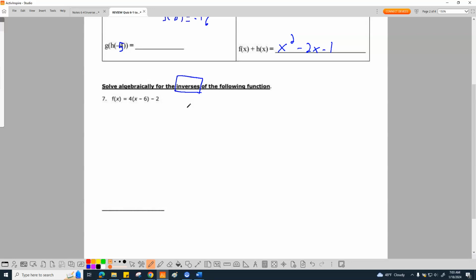"Mister, we already get it." I know you get it, but I'm still going to get crap on these quizzes, and I'm going to be annoyed because all you have to do for inverses is switch the x and y.